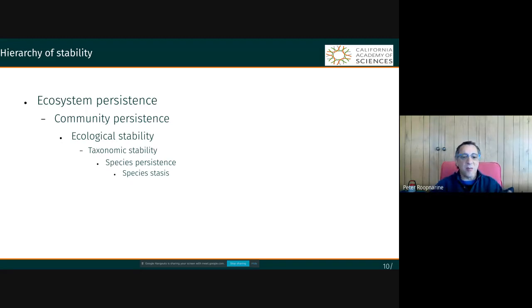There are changes taking place, but they're not wholesale turnovers, which given our view today and our concerns for what's happening with the modern ecosystem, planetary ecosystem around us, is not a feature you would expect if you only had the modern world to look at. And then you take these all the way to the next levels, community persistence and ecosystem persistence, where communities and ecosystems last for millions upon millions of years with showing very little change.